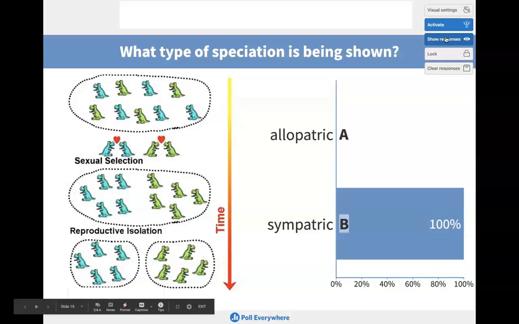This is definitely sympatric speciation. Allopatric would be telling me that there's an actual geographic barrier, like let's say a mountain range, between those guys, the rift of the Grand Canyon in the example I gave you. There's no geographic barrier. It looks like a prezygotic barrier. Behavioral isolation is being shown here. That's a sympatric speciation event.